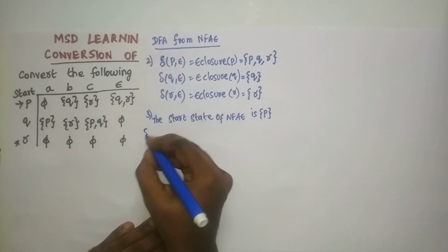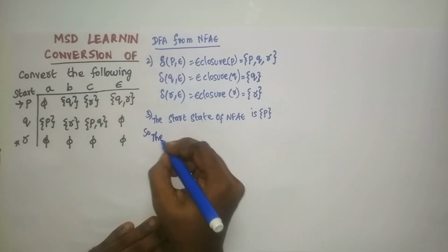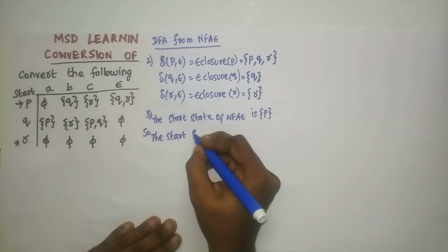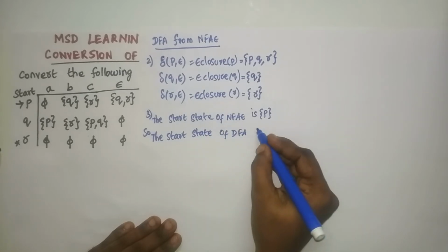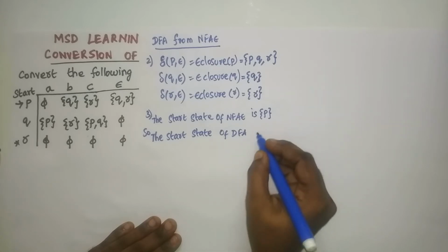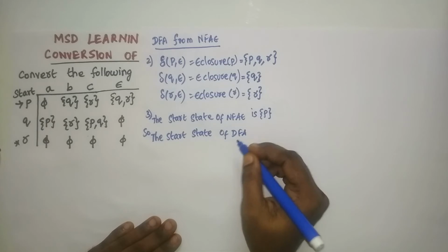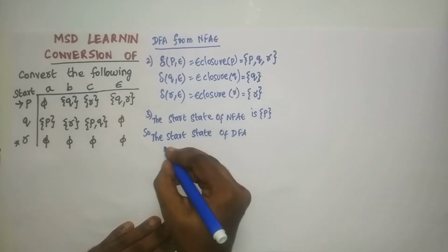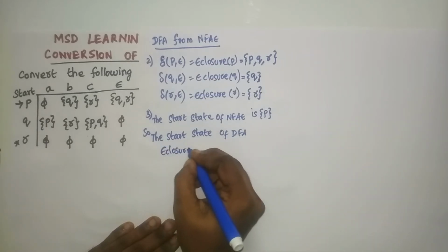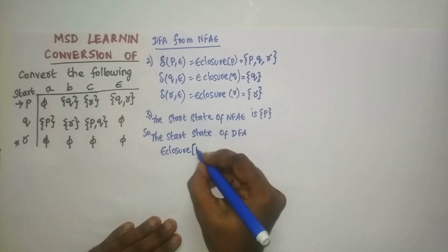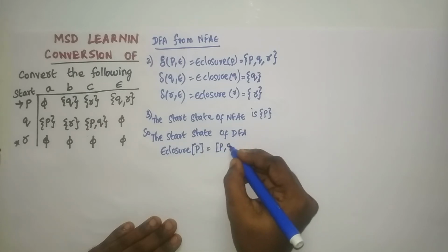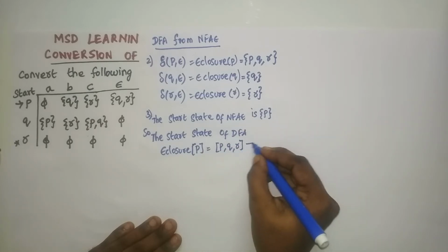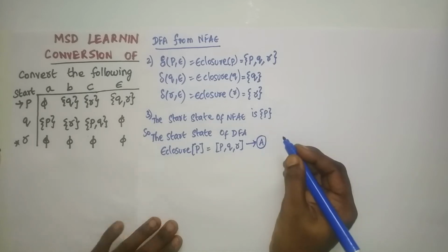So now, what will be the starting state of the DFA? The starting state of the DFA is not directly P, because here we have to eliminate both the non-deterministic property as well as the epsilon transition. So it will be the epsilon closure of the given initial state. So here the epsilon closure of P is actually P, Q and R. So now this will be the starting state of the DFA machine.